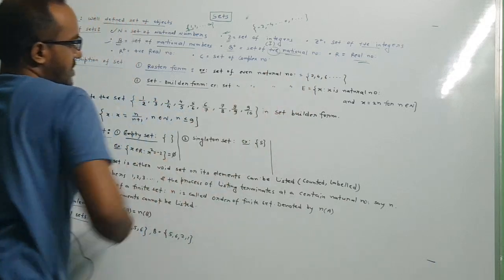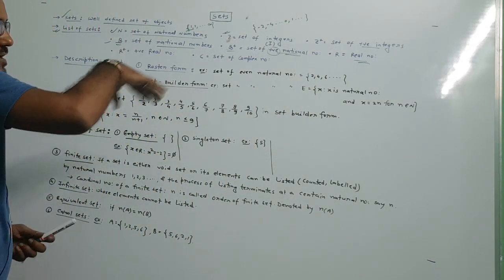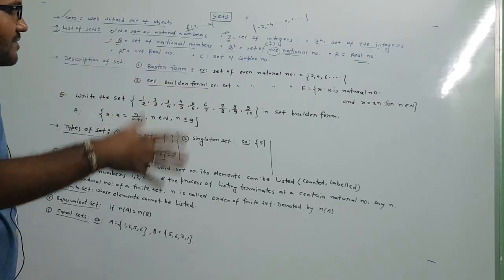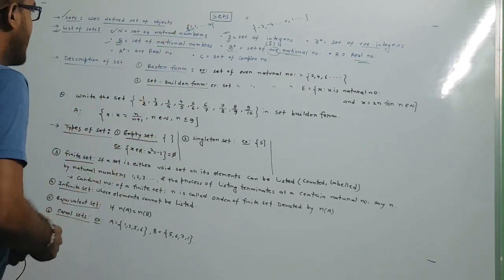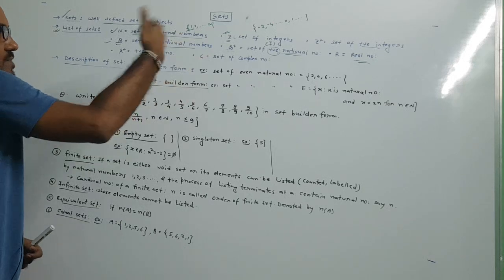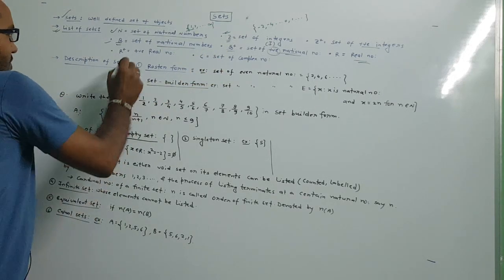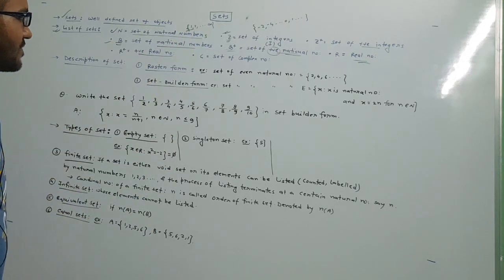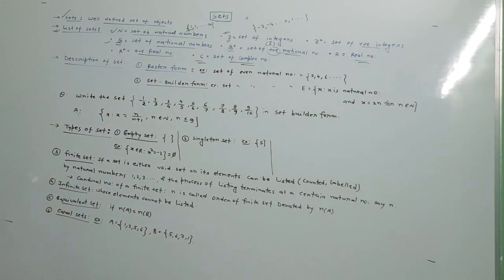R is denoted for real numbers, that is, everything will come into real numbers: negative, positive, fractional value, rational value, all the values will come. √2, √3, pi, all the values will come into real numbers. R plus is for only positive real numbers, and C denotes the set of complex numbers.